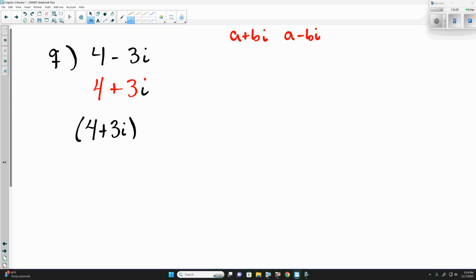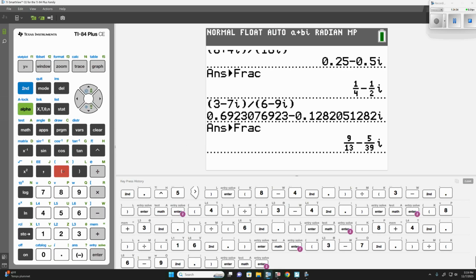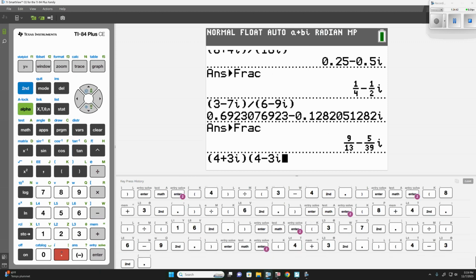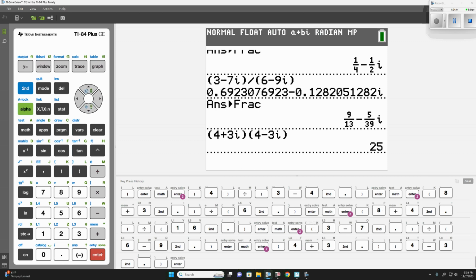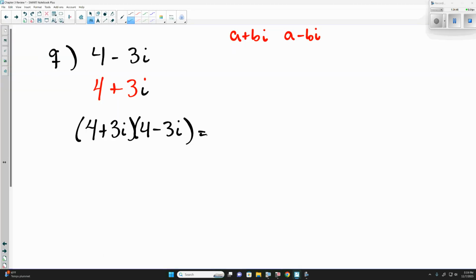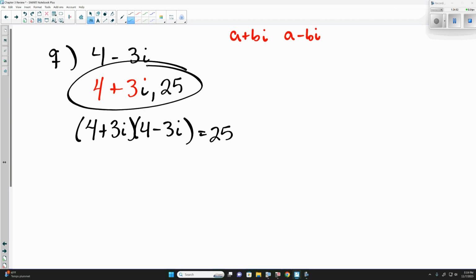Now to find their product, we just multiply these two together. 4 plus 3i times 4 minus 3i. Now we can do this in the calculator. 4 plus 3i times 4 minus 3i, which gives us 25. So the answer for this first one here is 4 plus 3i and 25.